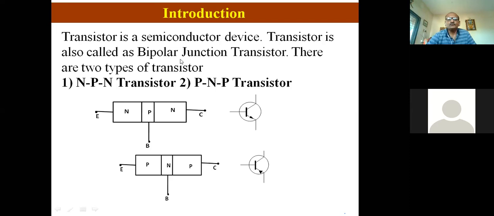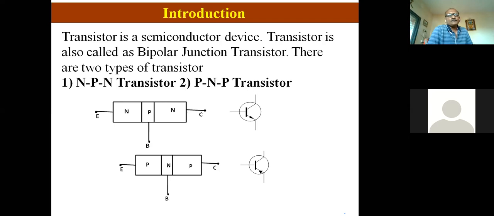That means it has 2 junctions. That's why it is called bijunction. Now, current flow in the transistor: in an NPN transistor, current flows due to the electrons. A small current flows due to the minority carriers as well. And therefore, here we have to say that there are 2 polarities. Current flows due to the 2 polarities.